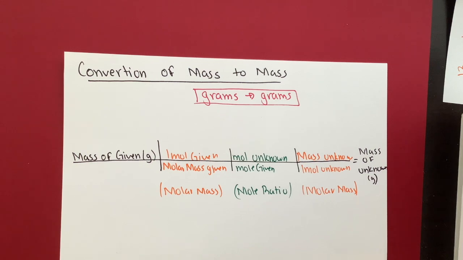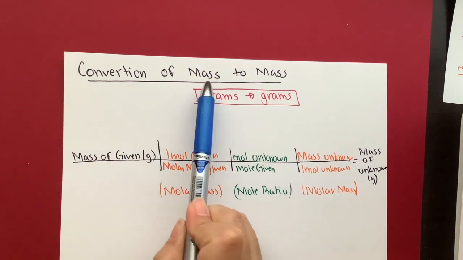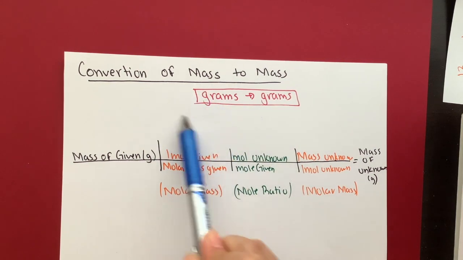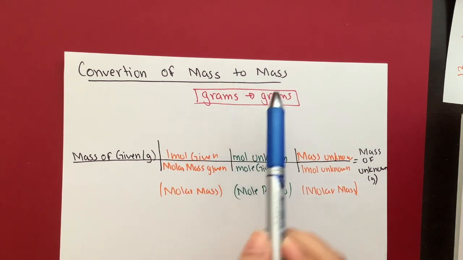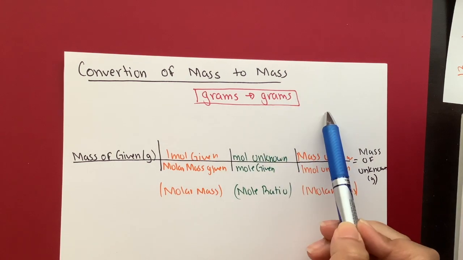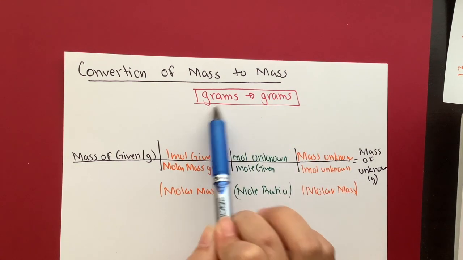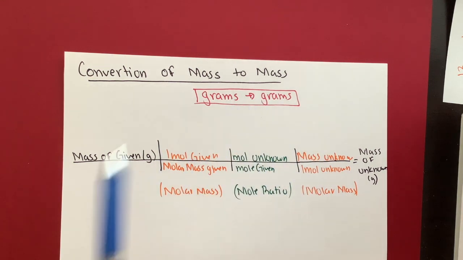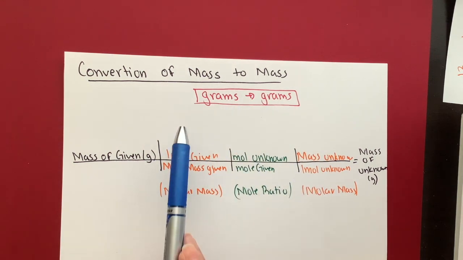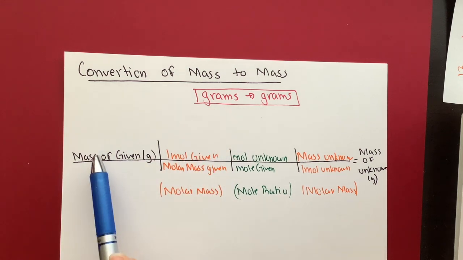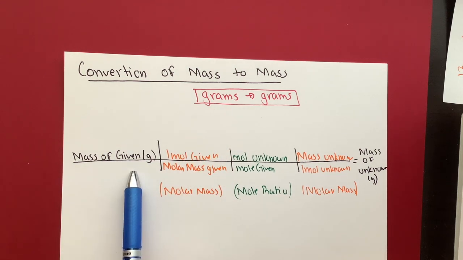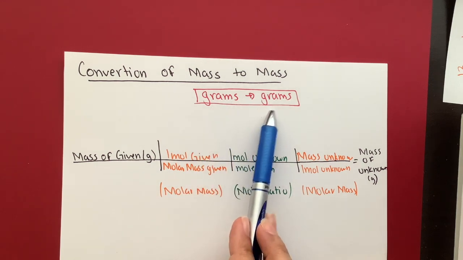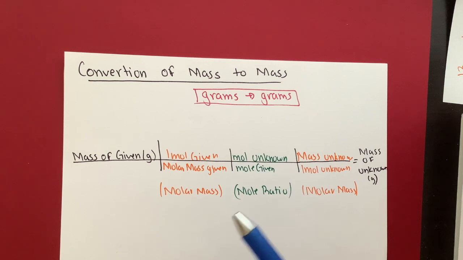So the last type of problem that we're going to talk about is conversion of mass to mass. Here they're going to give us the information in grams and they're going to ask us for the grams of another compound. This is the longest because we're going to have to do three different steps. First you're going to start with what was given to you in the problem, which is going to be in grams, mass of the given. Remember that in order to go from one compound to another, you need to use the mole ratio. But in order to use a mole ratio, you need to be in moles.